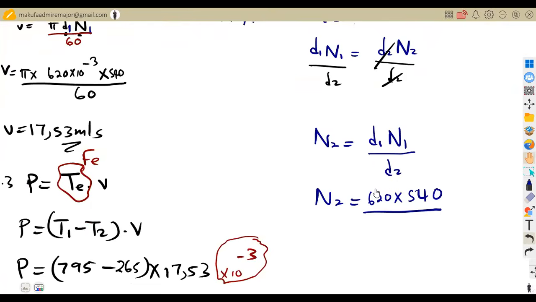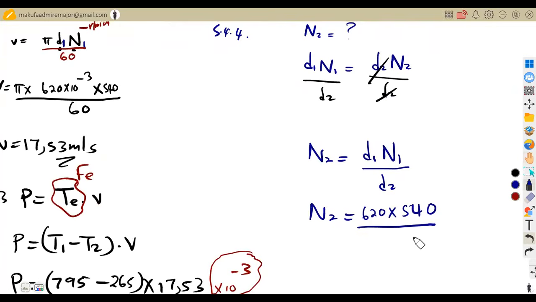So we are going to use the diameter of 555. All right, so that's 555 millimeters in this case. So this is going to give us the rotational frequency of 603.24 and so forth and so forth.